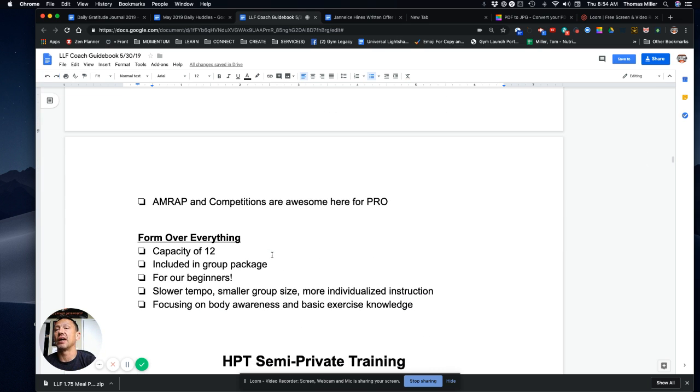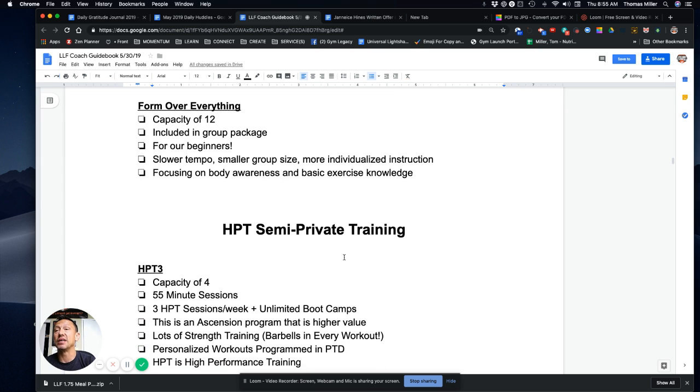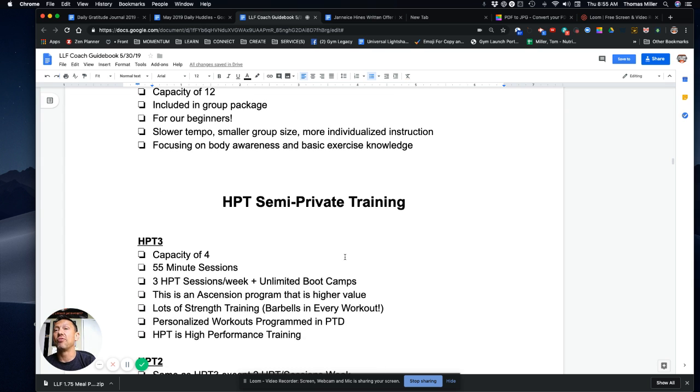Form Over Everything is the exact opposite of pro. It's the session someone would start off at if they're just beginning, completely deconditioned, and it's kind of like an on-ramping session. A lot of TRX awareness, a lot of body awareness, and it's really slowed down so we can really focus on form.